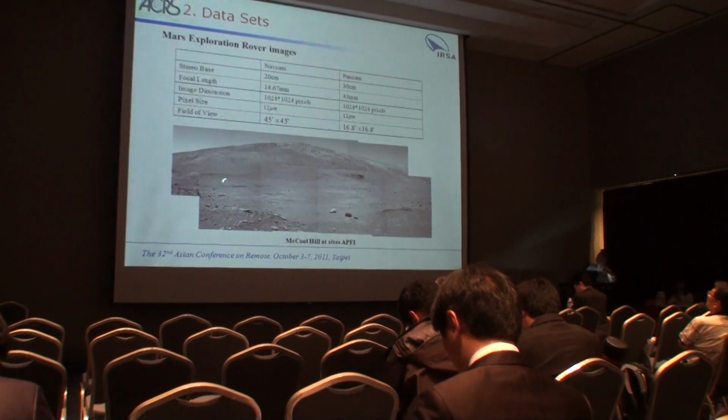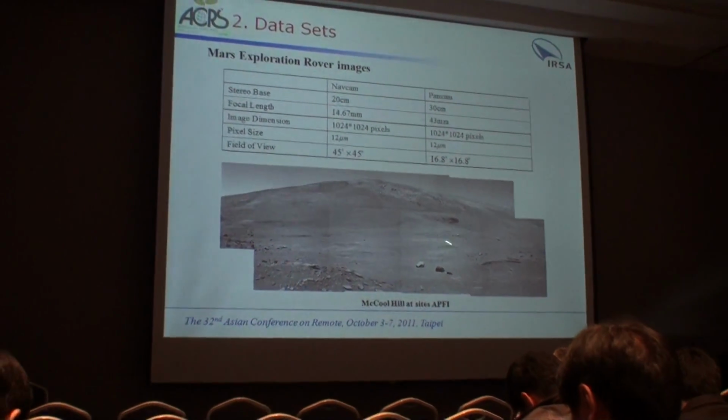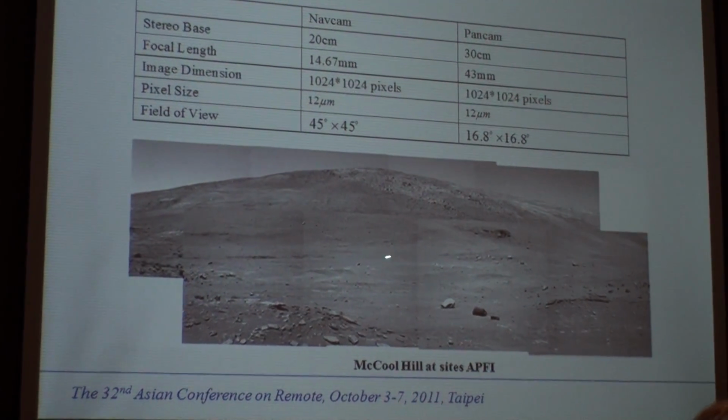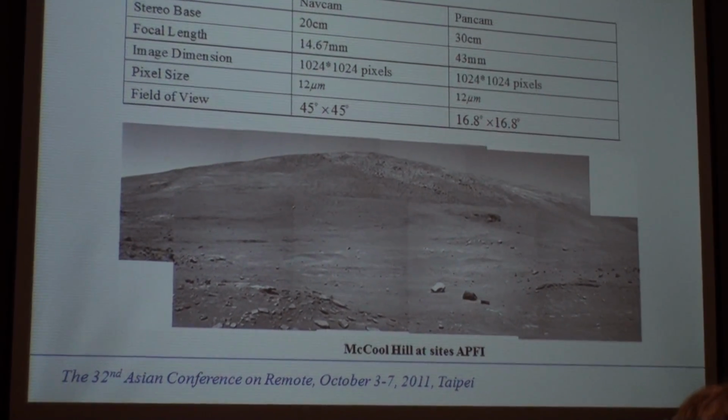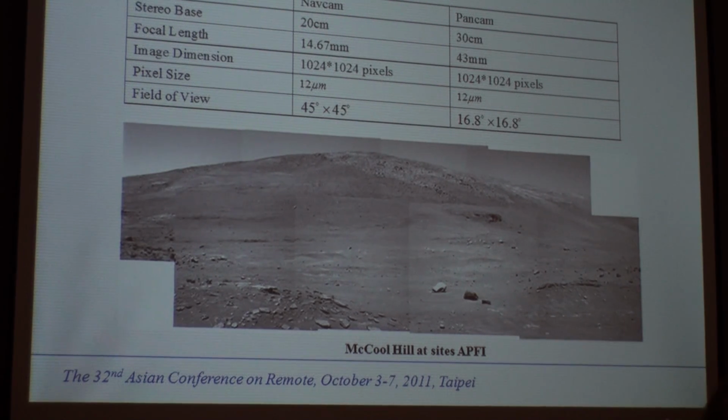This is a mosaic of ground images taken by the Spirit rover. You see there are a lot of rocks, hills, and generally the surface is quite monotonous. That means there's not much texture. So sometimes it's challenging to build a dense 3D model from these images.